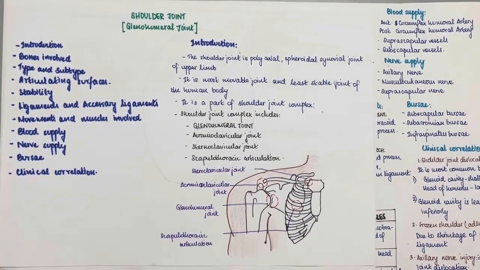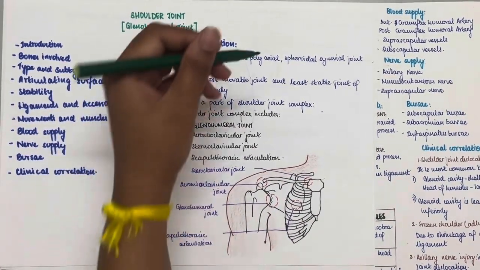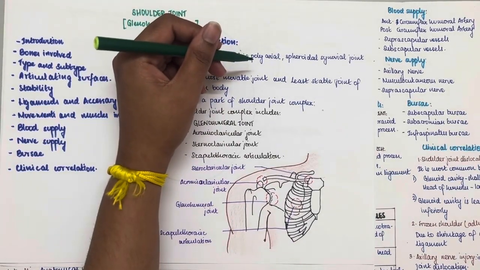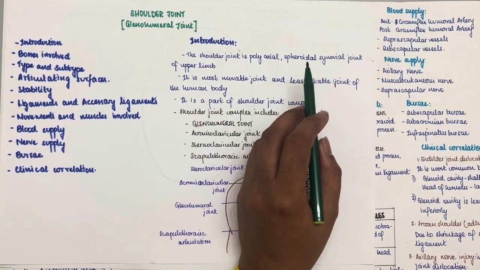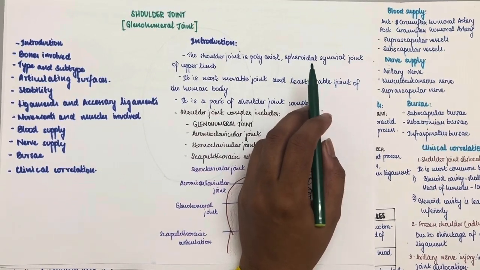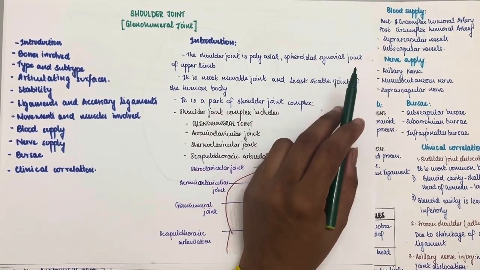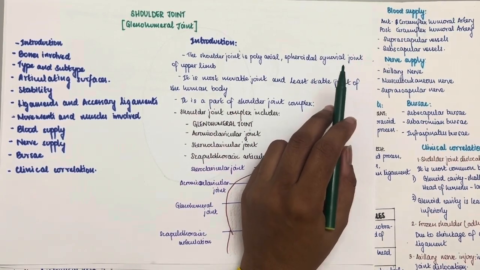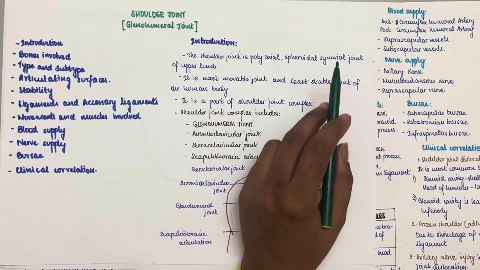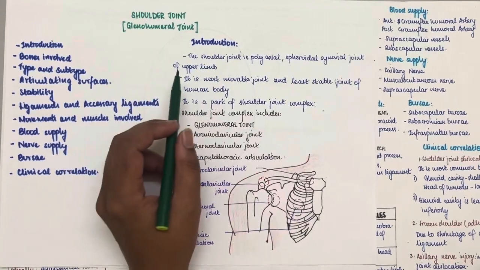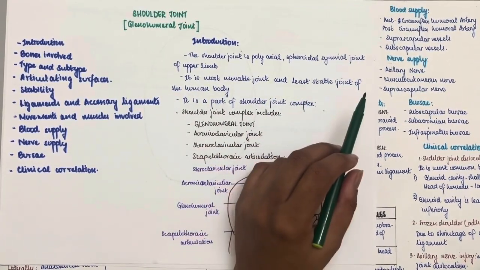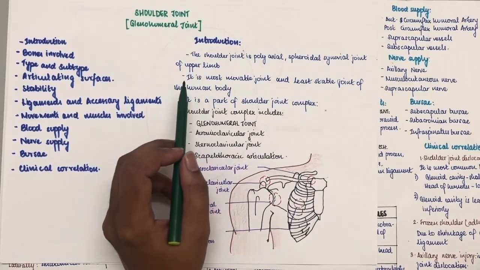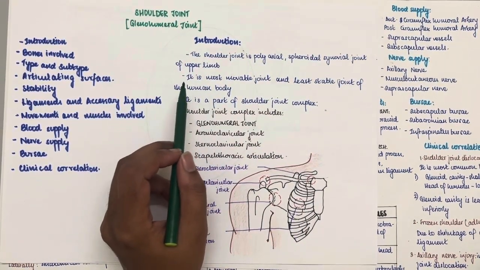Introduction. The shoulder joint is a polyaxial joint, meaning the joint can move in any direction or several directions. Next, it is spheroidal. Spheroidal means it's sphere-shaped, flattened on the peripheral surfaces. And then it is a synovial joint, because it is filled with synovial membrane between the bones of the upper limb. And then it is the most movable joint and least stable joint of the human body. Let's see this point in detail within a while.